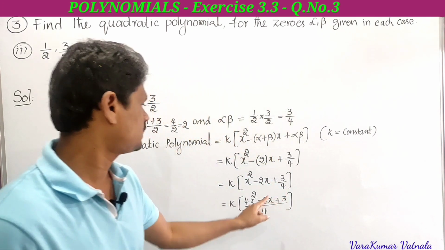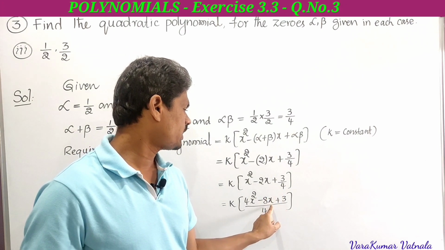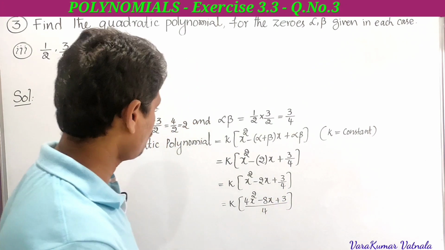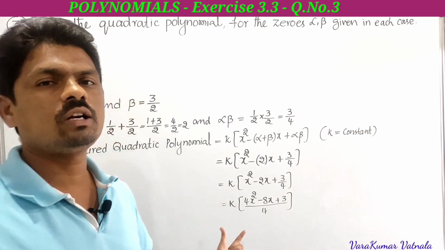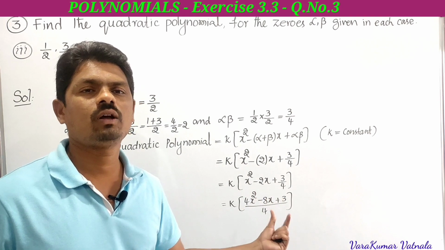So here 4 is the LCM. 4 into x square is 4x square, 4 into minus 2x is minus 8x, plus 3, divided by 4. So this is the required quadratic polynomial. For different values of k, we can get different polynomials.